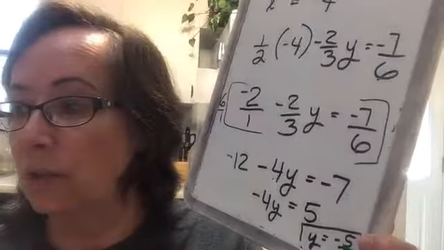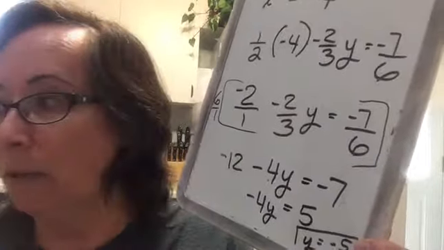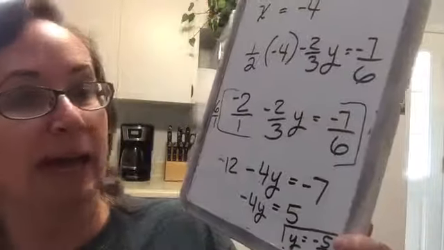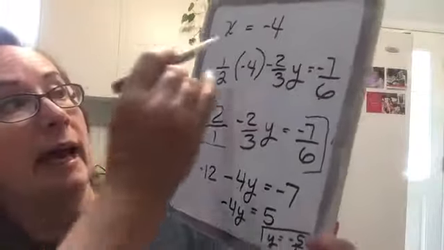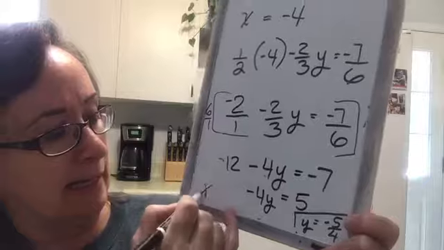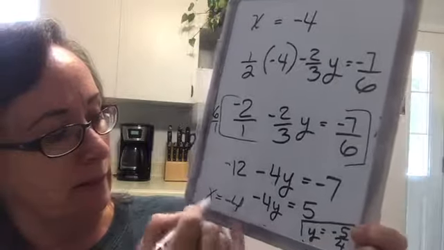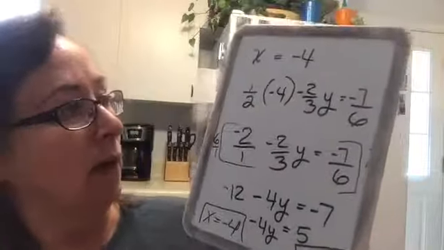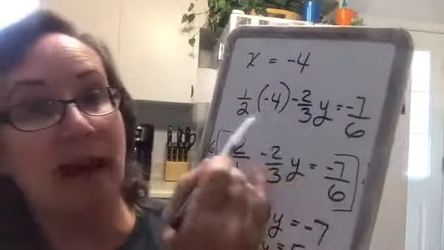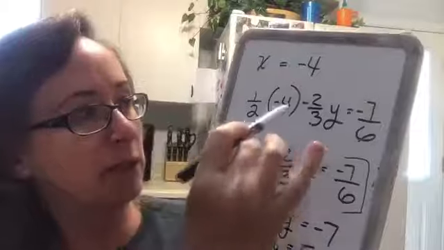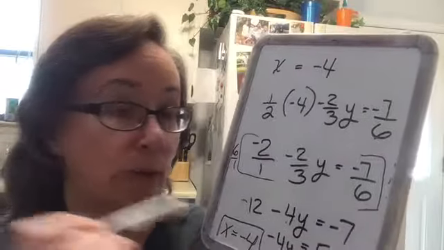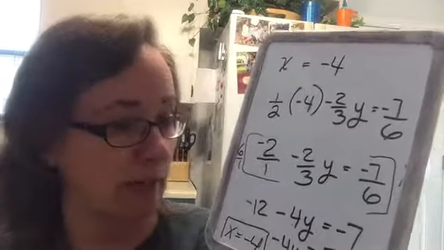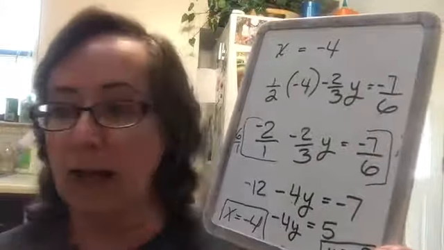Okay, so now I have 2 points. I have my x and my y. My x here is x is negative 4, and my y is negative 5/4. Okay, so now I used this top equation to substitute in my x to find my y. So now I will use the other equation to check both of these values.